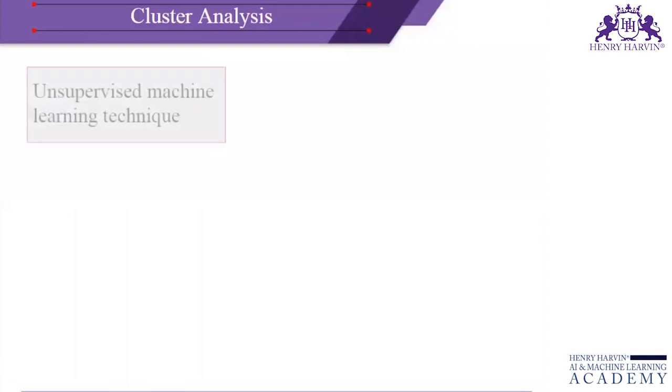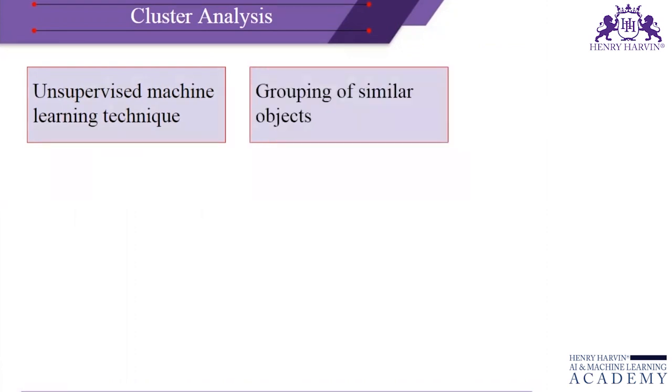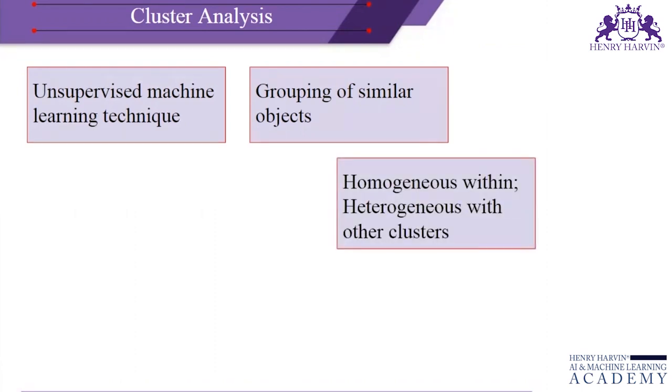Cluster analysis is an unsupervised machine learning technique which helps to find hidden patterns in raw data, and there is no dependent response required in this type of machine learning technique. It is used for grouping similar objects. Clusters are created based upon the similarity of the objects, wherein the clusters are homogeneous within. They are based upon the similarities and they are heterogeneous with other clusters. So each cluster will be homogeneous with the objects present in that cluster, and heterogeneous with the other clusters.